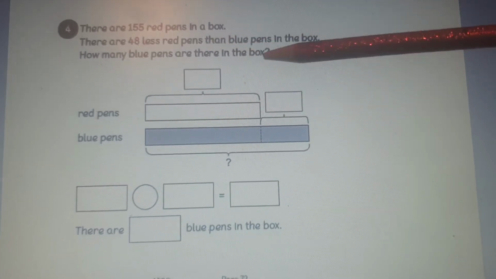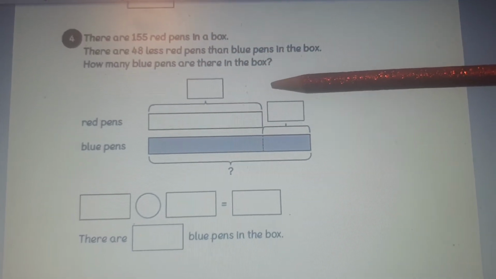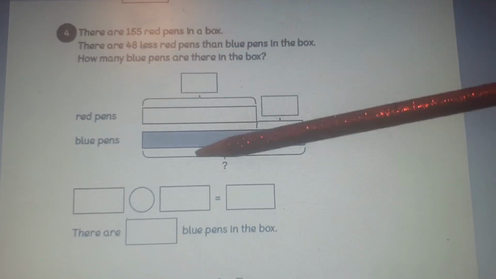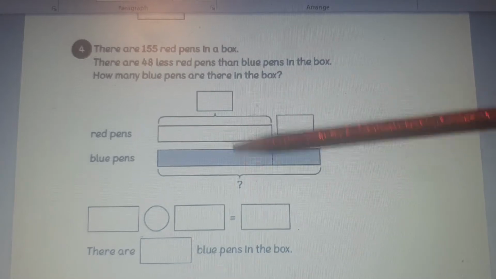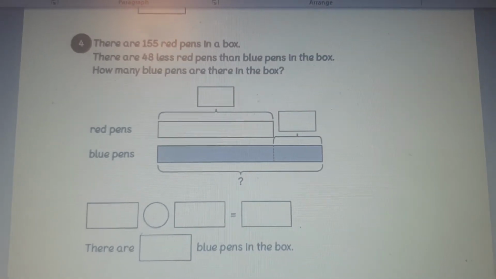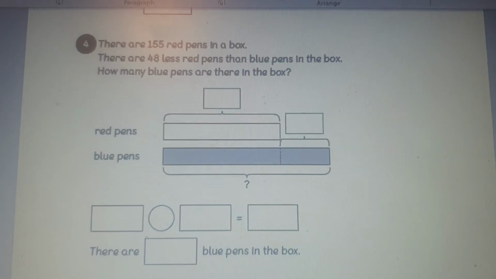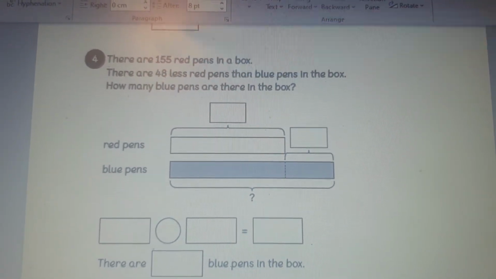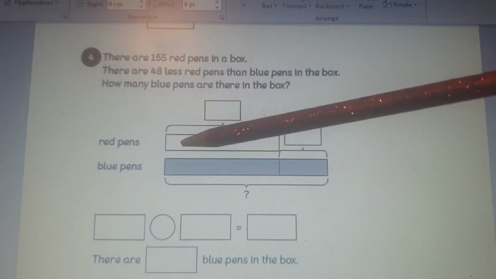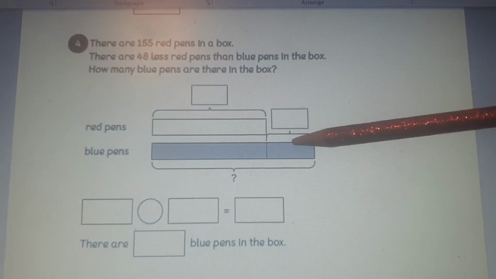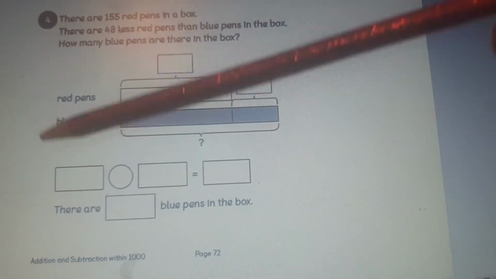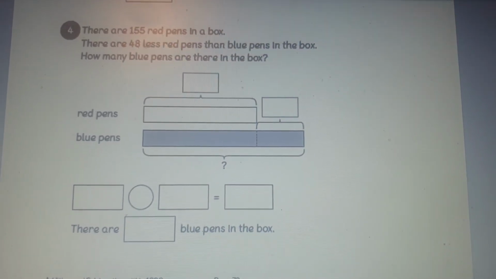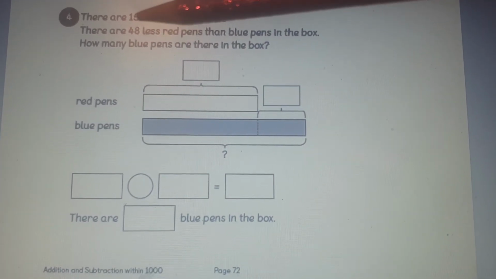So how could you work out how many blue pens there are? 155 red pens. There's 48 less red pens than blue. Or we could say there are 48 blue pens more than red pens. Red pens, blue pens. So we need to know how many blue pens there are altogether. Okay, so you need to decide if it's addition or subtraction.